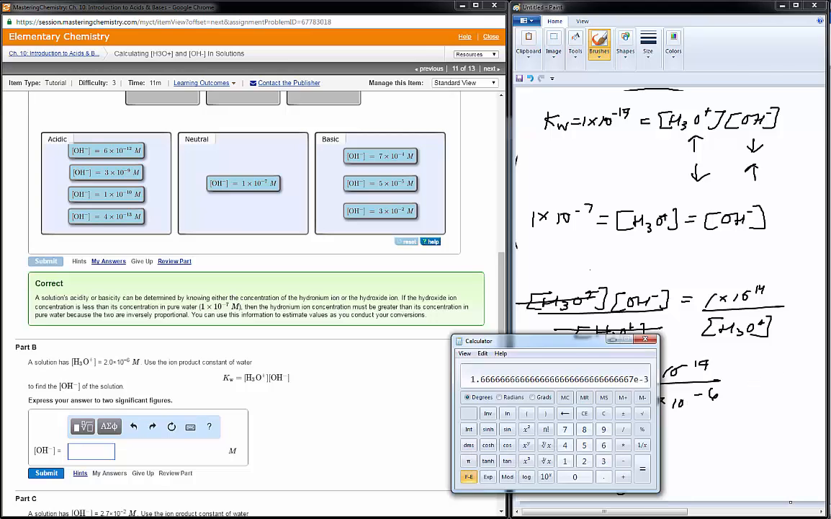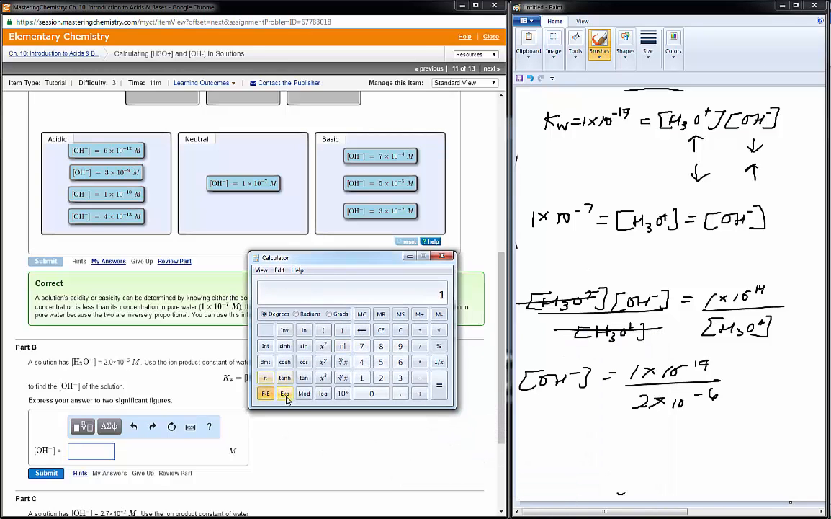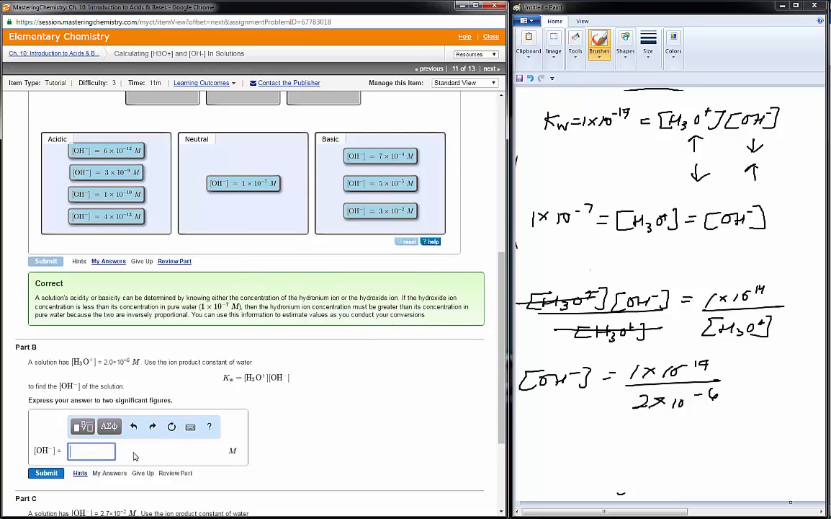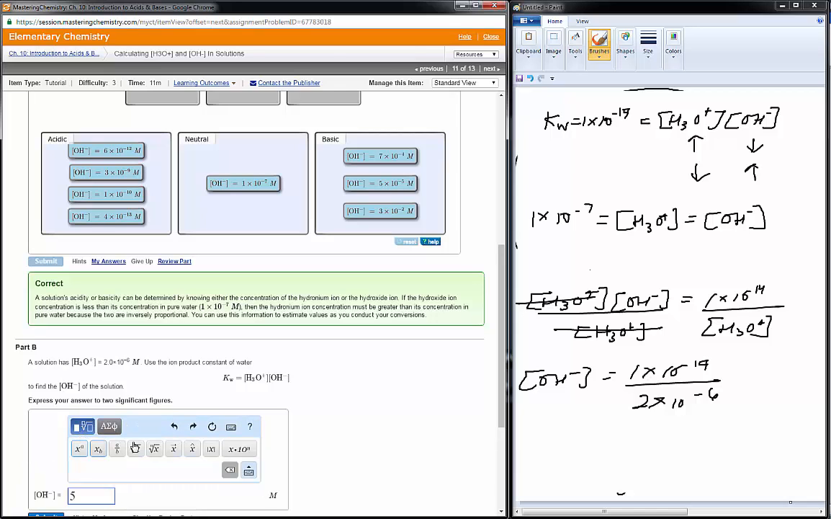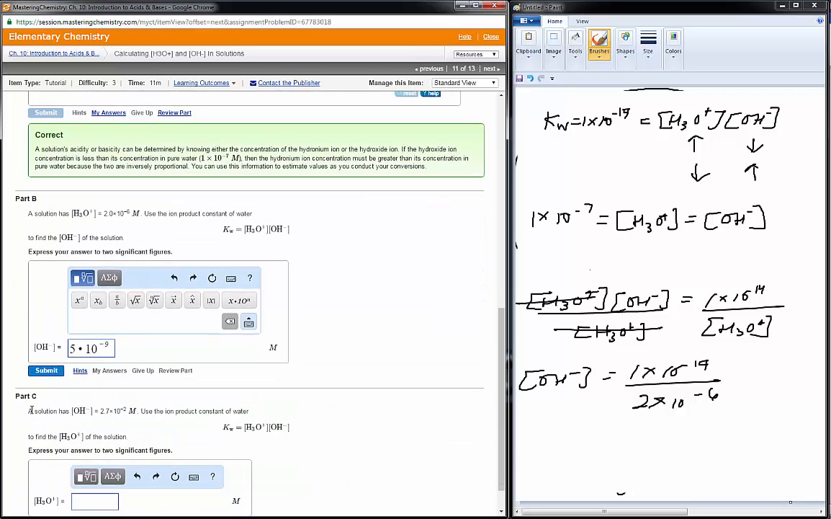Just plug that into my handy dandy calculator. 1 times 10 to the negative 14th divided by 2 times 10 to the negative 6th. And by the way, if you haven't gotten used to using that EXP button, strongly recommend it. 5 times 10 to the negative 9th. It's going to prevent you from making a mistake that's going to cost you dearly.